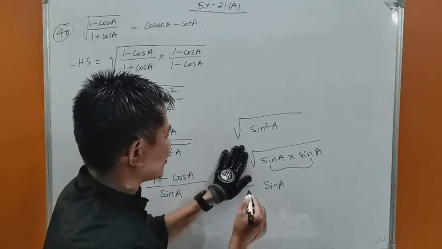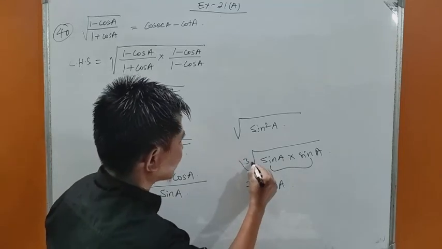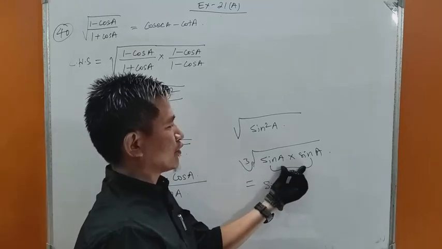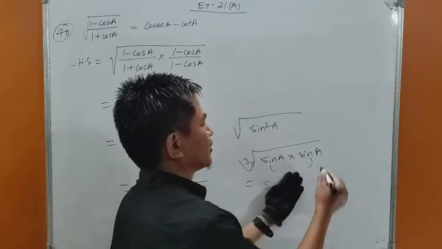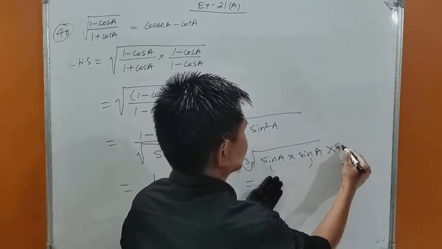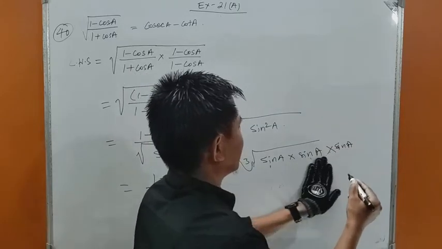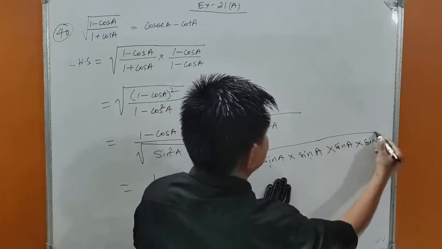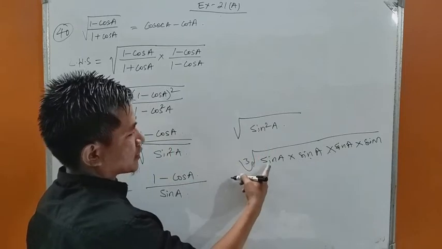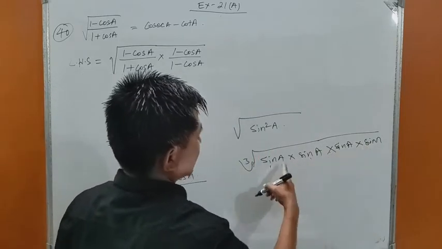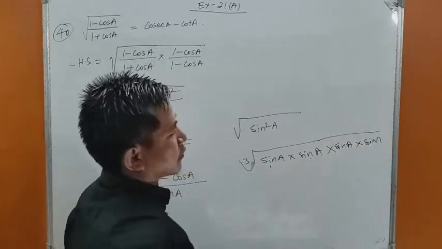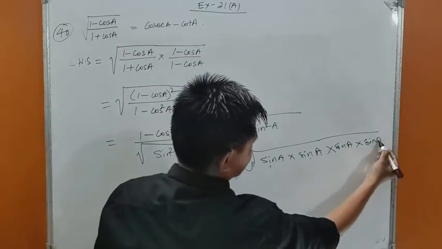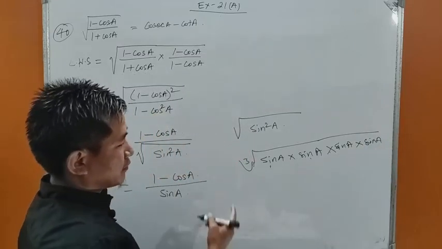Okay, now if there was a cube root, that means a pair of 2 cannot be taken out, a group of 3 is needed. Suppose we have it like this, sin a into sin a into sin a. This is just an example. We have cube root of sin a into sin a into sin a into sin a. 1 2 3 4, that is sin to the power 4 a. But we have a cube root.